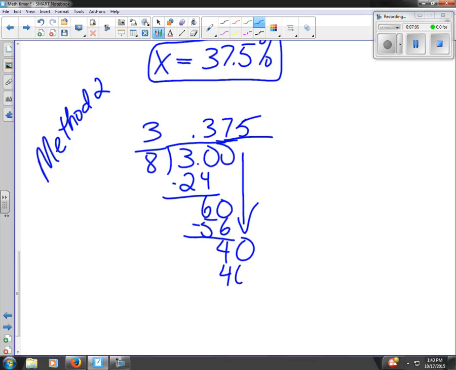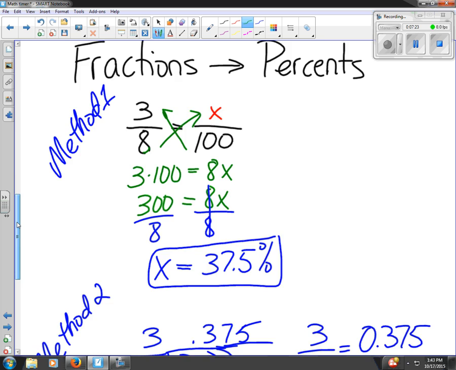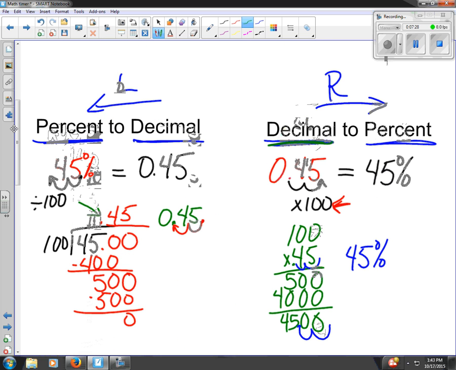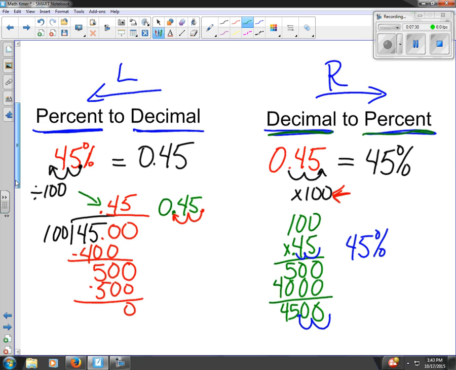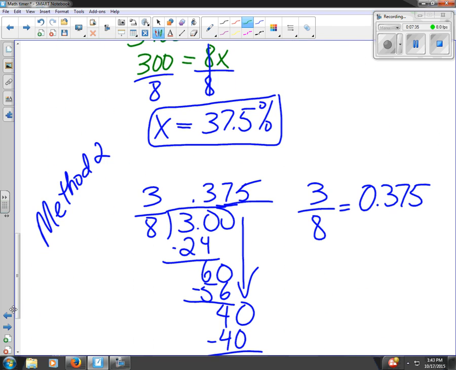If you ever need to divide a fraction into a decimal, you just keep adding zeros. 40, and that gives you 5. Okay, now, here's the fraction 3 over 8 as a decimal, 0.375, but it's not a percent yet, it's just a decimal. So how do I go from a decimal to a percent? We did that up here. To go from a decimal to a percent, I have to move the decimal how many spaces? 2. In which direction? To the right. So 1, 2.